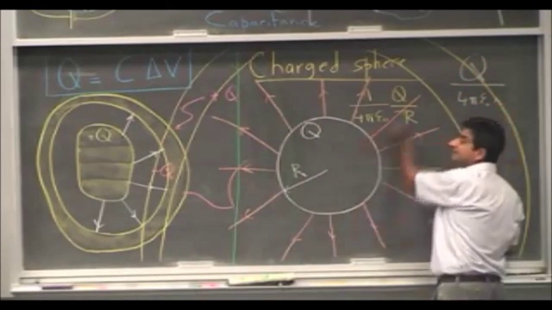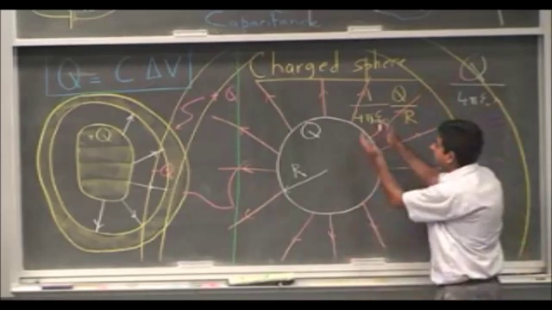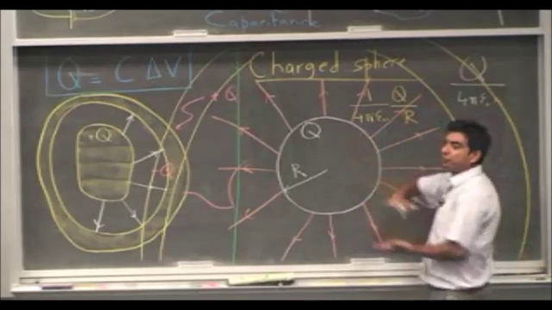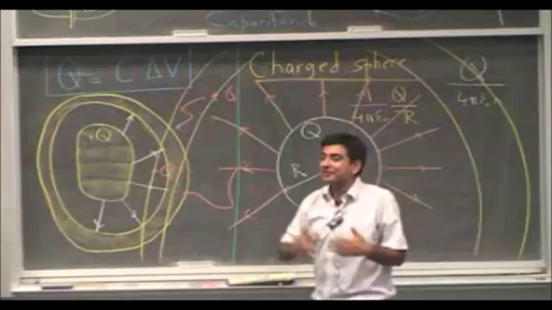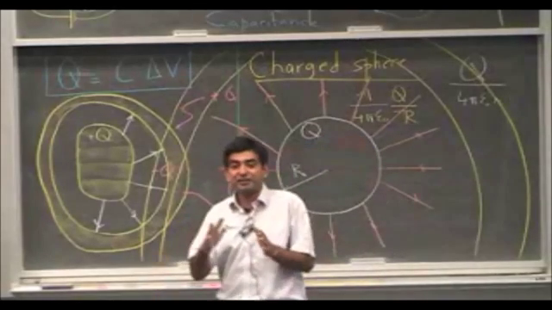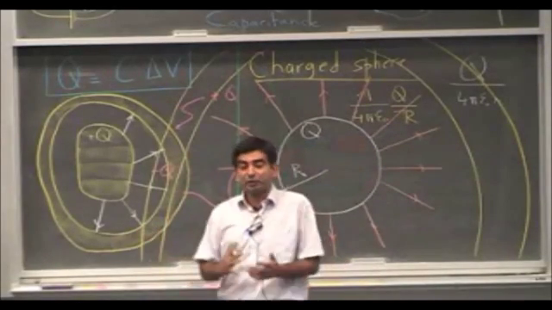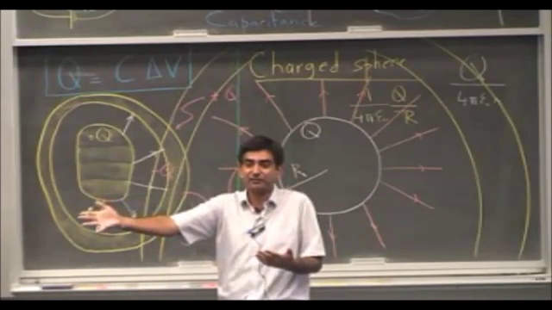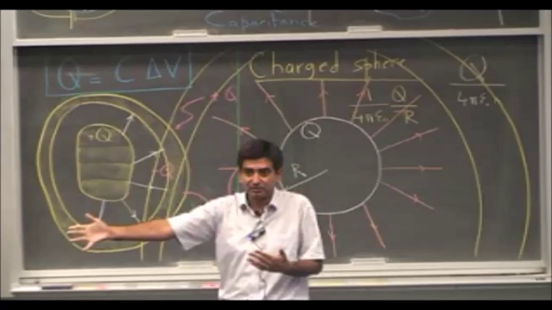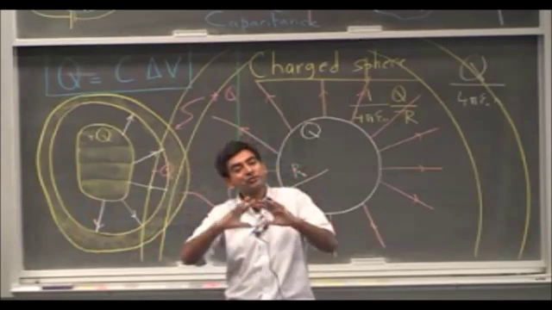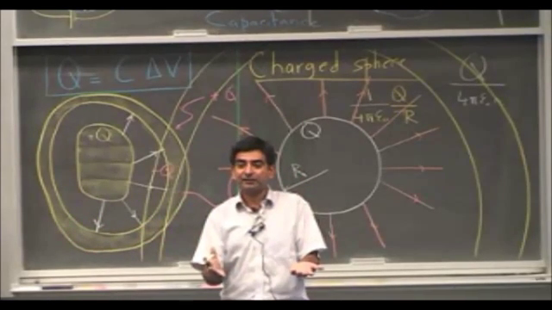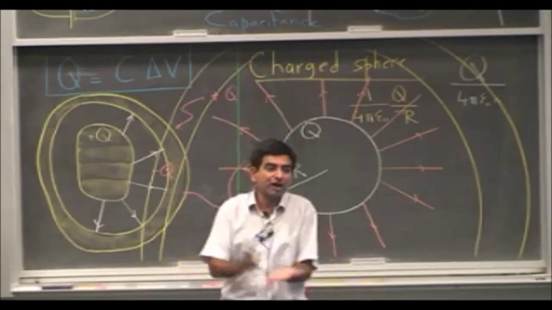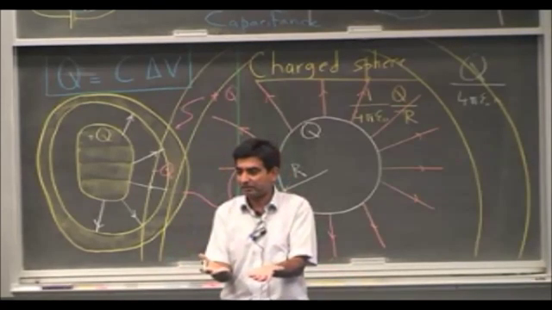So there exists a potential gradient from the surface of this metal to infinity, and it's because of this potential gradient. Potential gradient means difference in potential. Because of this potential difference, there exists electric field. The electric field is just the gradient of the potential, the slope of the potential. So a single sphere also qualifies as a capacitor. There's no harm in saying that a single sphere is a capacitor.